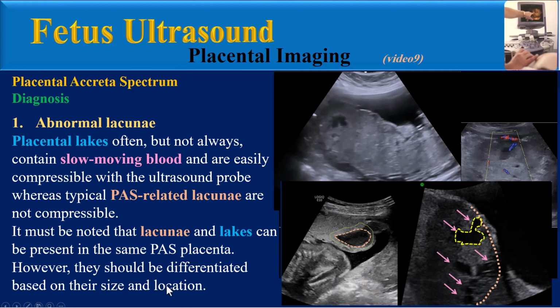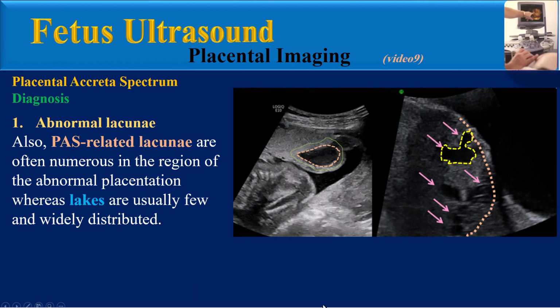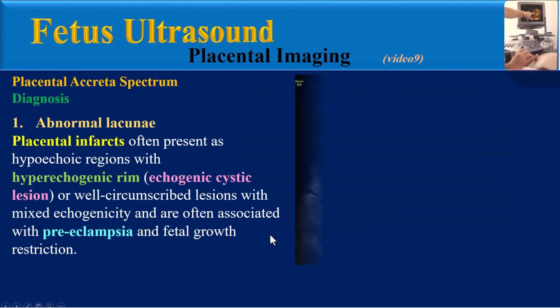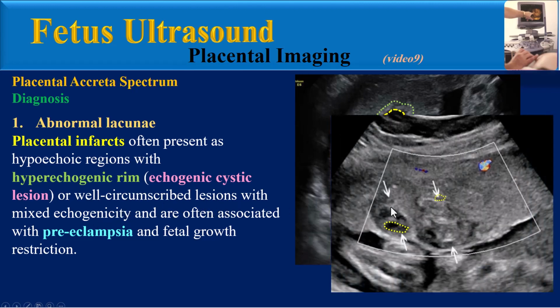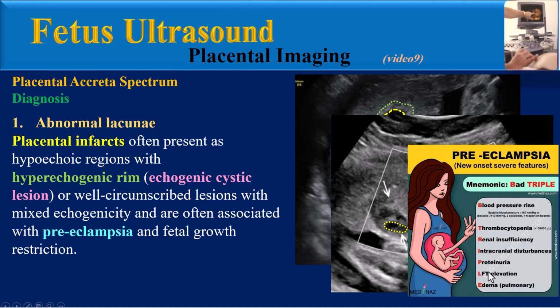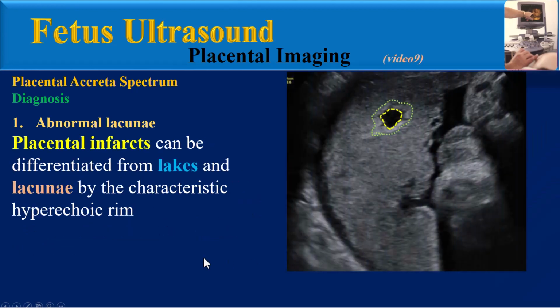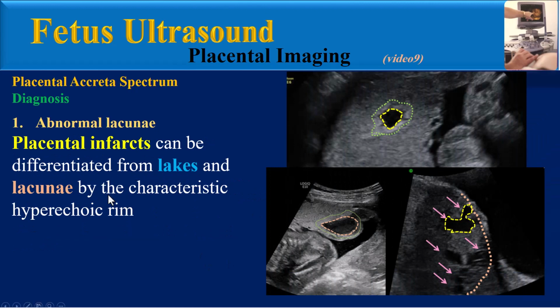It must be noted that lacunae and lakes can be present in the same PAS placenta. However, they should be differentiated based on their size and location. Also, PAS-related lacunae are often numerous in the region of the abnormal placentation, whereas lakes are usually few and widely distributed. Placental infarcts often present as hypoechoic regions with a hyperechogenic rim, known as echogenic cystic lesions, or well-circumscribed lesions with mixed echogenicity and are often associated with preeclampsia and fetal growth restriction. Placental infarcts can be differentiated from lakes and lacunae by the characteristic hyperechoic rim.